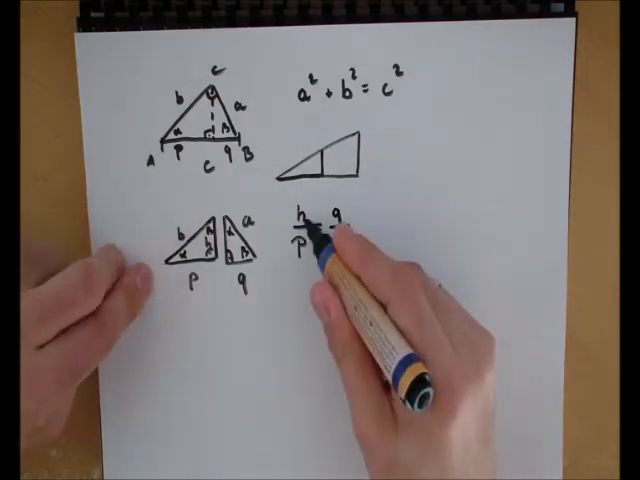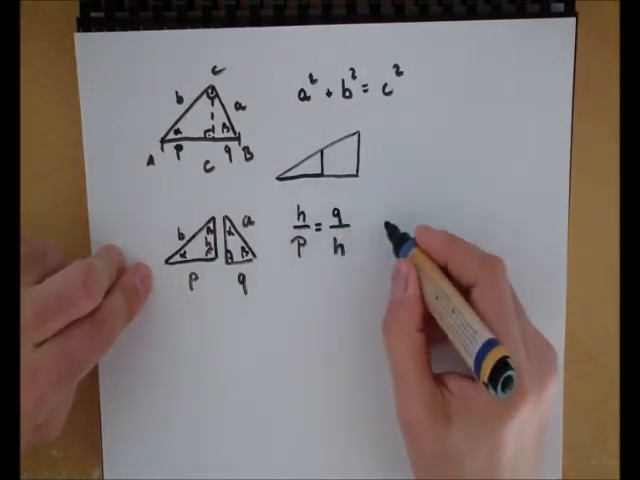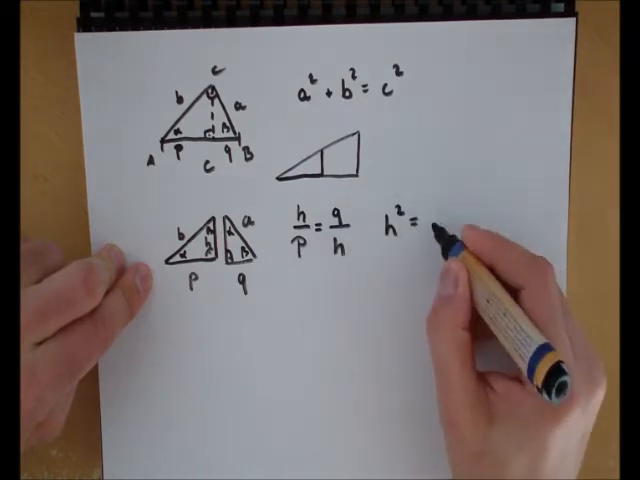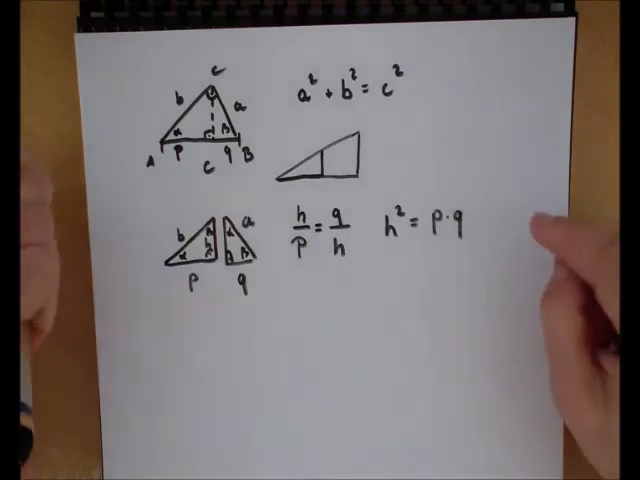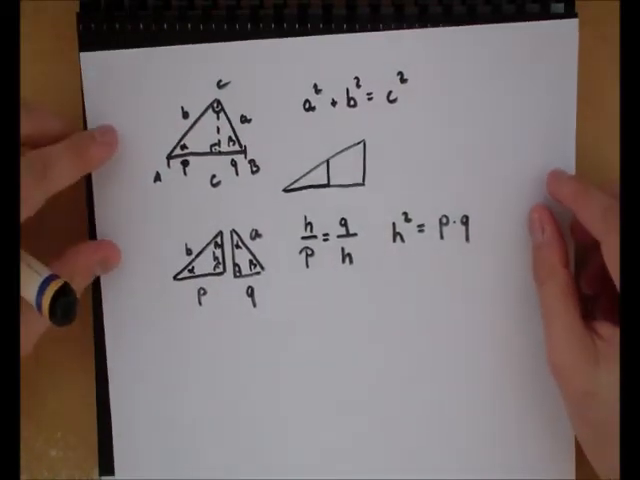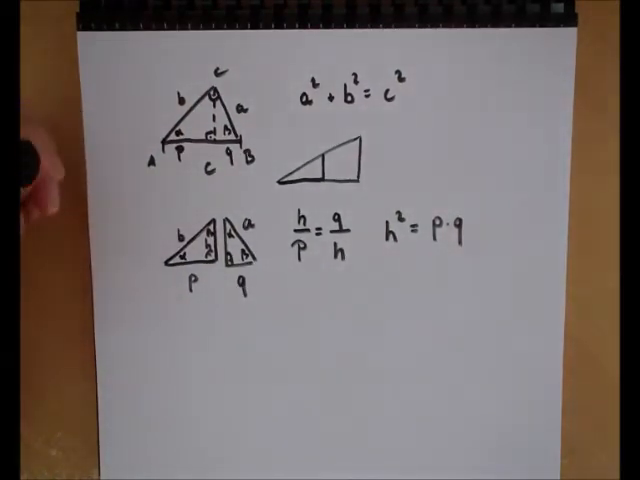Now if we multiply with H and P, we get H squared is equal to P times Q. This is called the height theorem. Okay, that was nice. What can we do further?